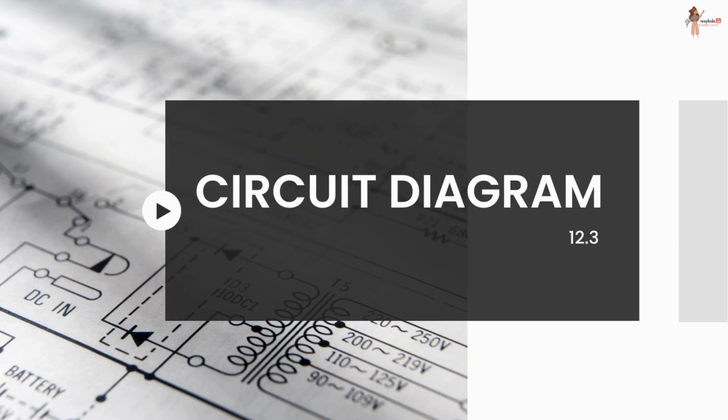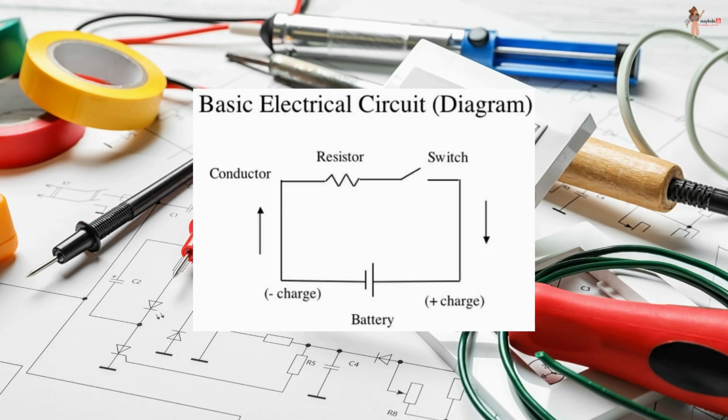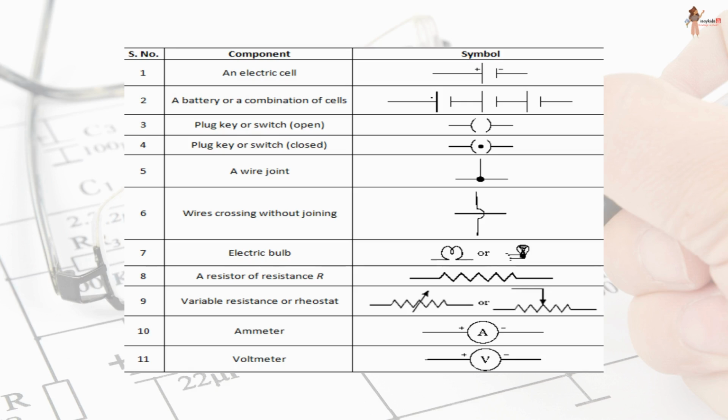Next is circuit diagram. We know that an electric circuit comprises a cell, a plug key, electrical components and connecting wires. It is often convenient to draw a schematic diagram in which different components of the circuit are represented by the symbols conveniently used. Conventional symbols used to represent some of the most commonly used electrical components are given here. You might want to take a screenshot of this.